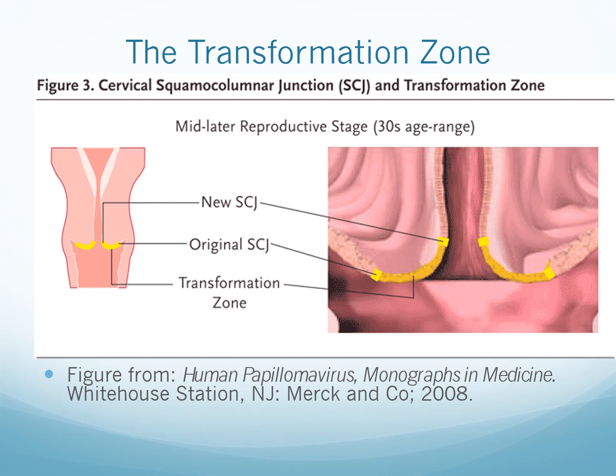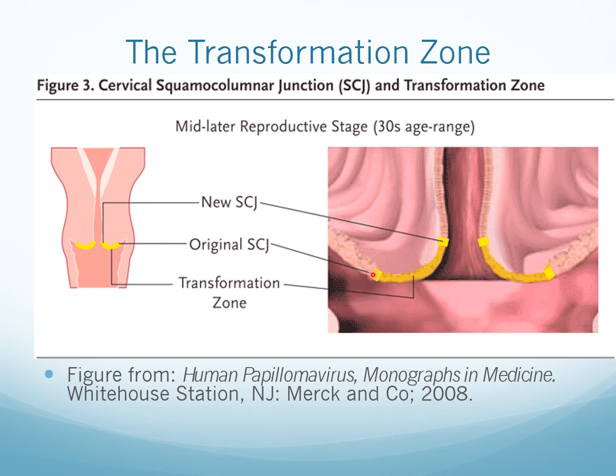We're going to think about now the transformation zone because this is where the most significant HPV effects occur. Before puberty, the transition between endocervix and ectocervix occurs here inside the endocervical canal. As puberty occurs, the glandular epithelium moves outside onto the outer facing surface of the cervix.